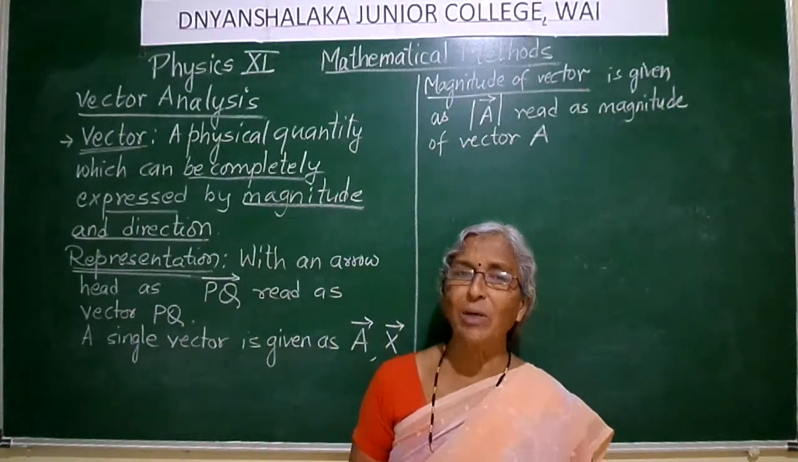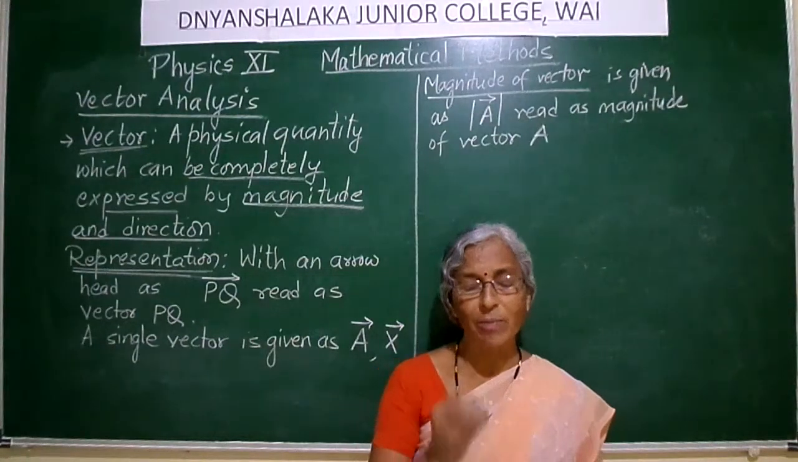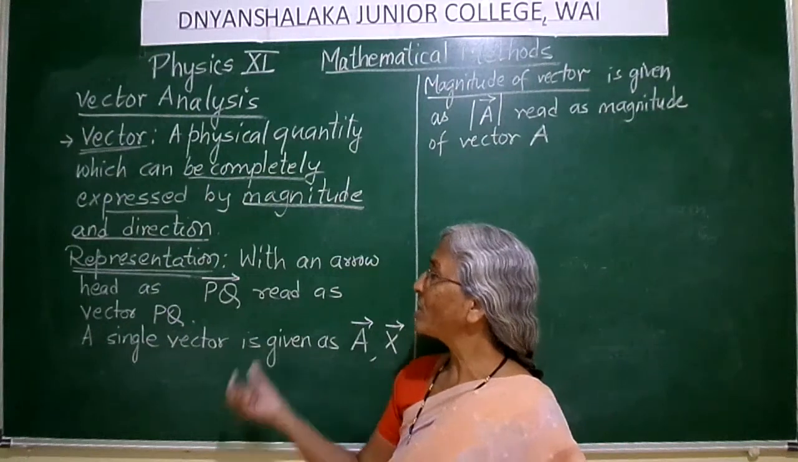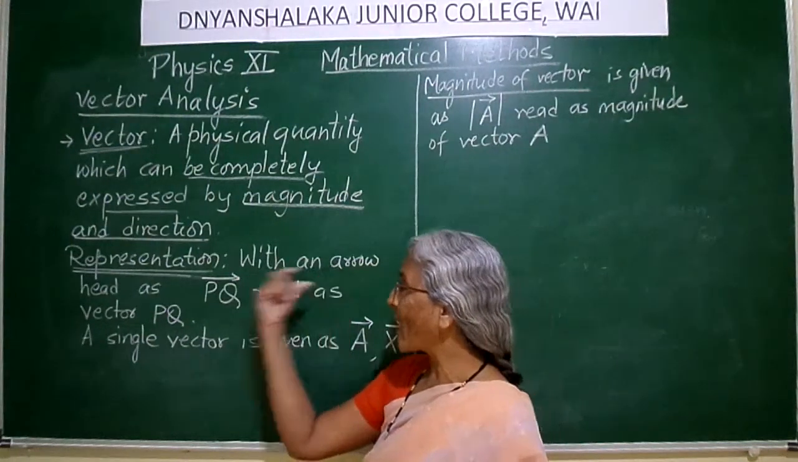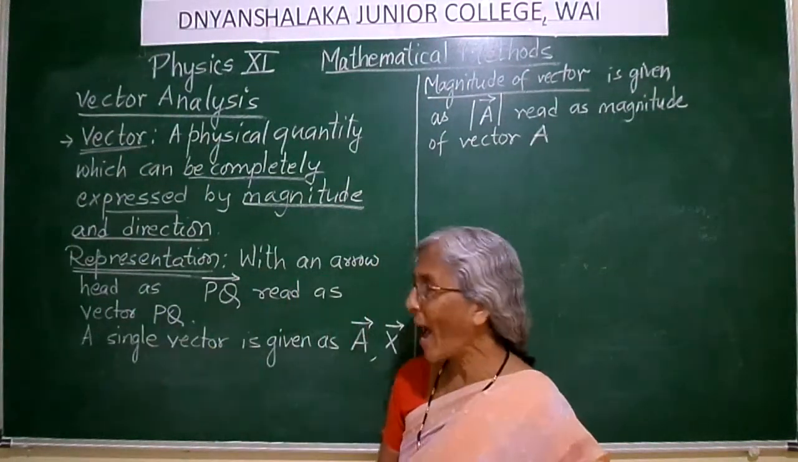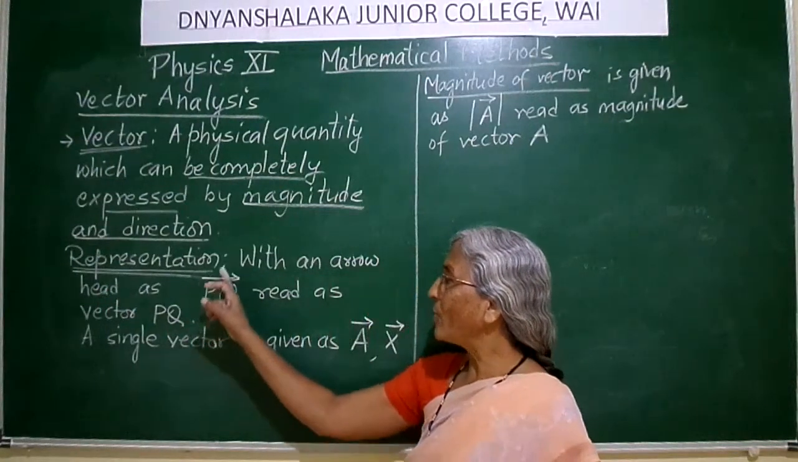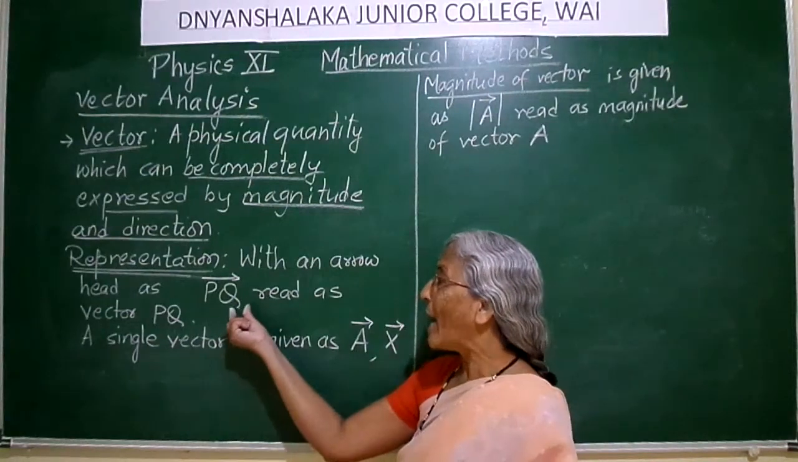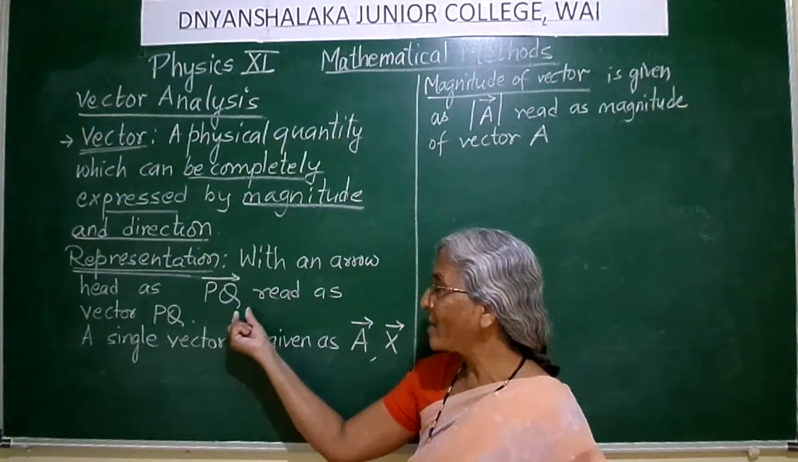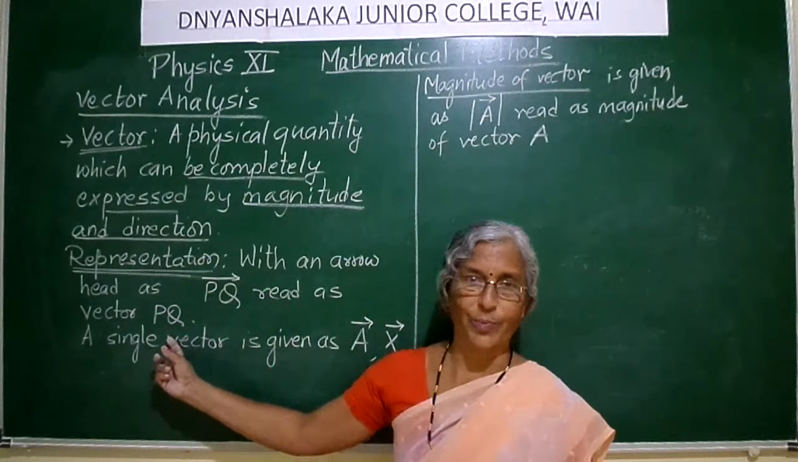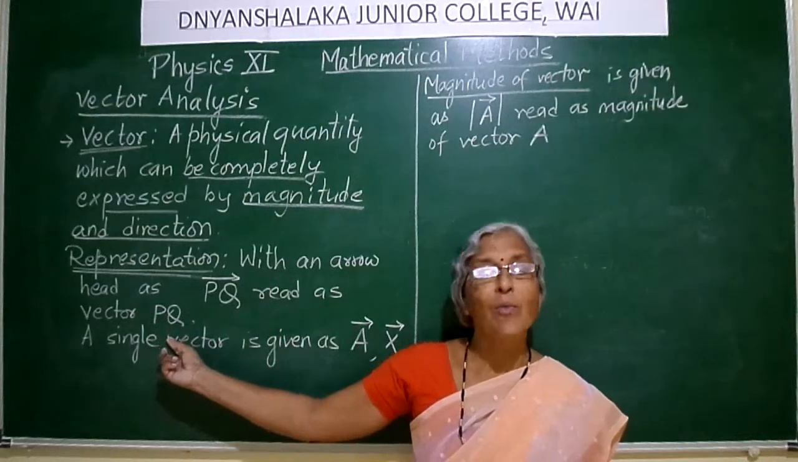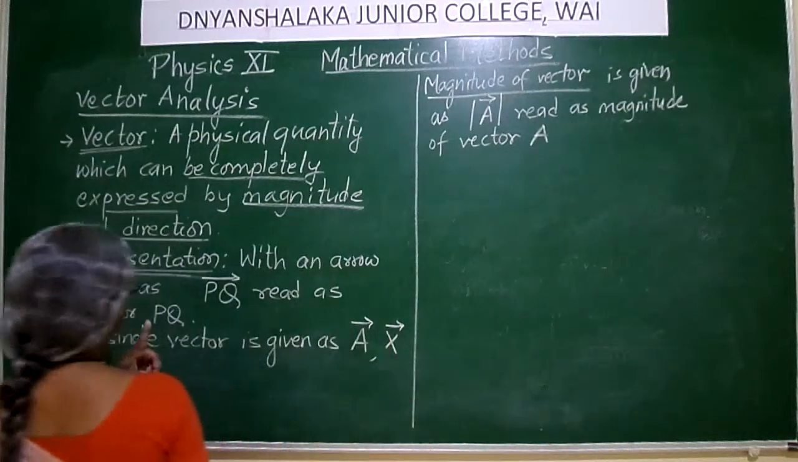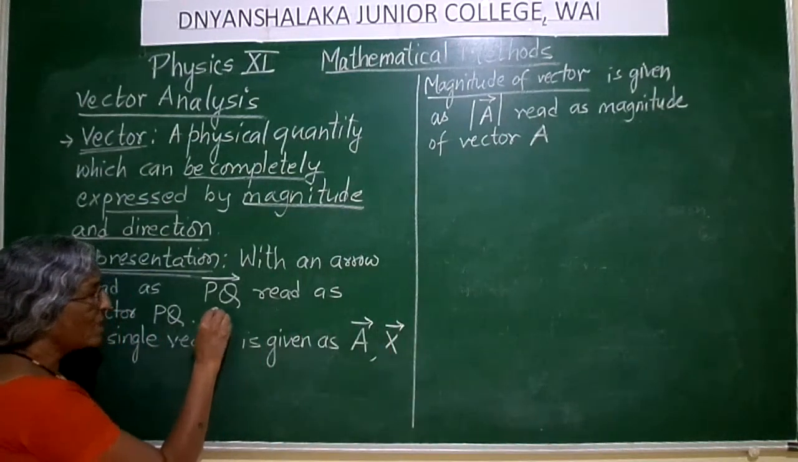Say we have to represent a displacement vector between 2 points P and Q. How am I going to denote this? We are going to denote it by putting an arrowhead over PQ. Okay? And I will be reading this as vector PQ. Vector PQ.